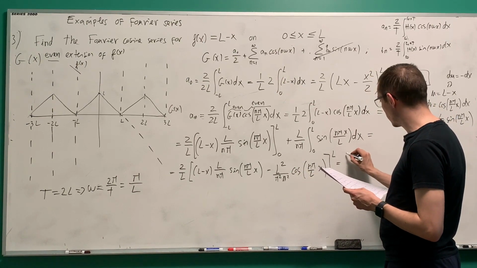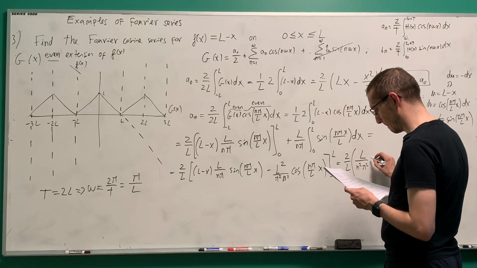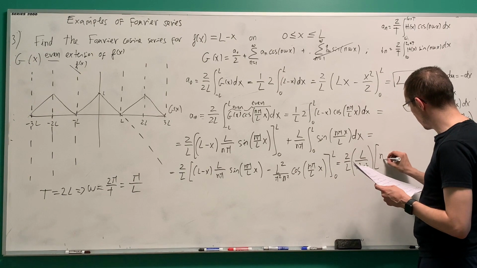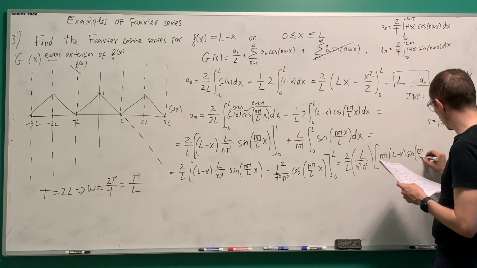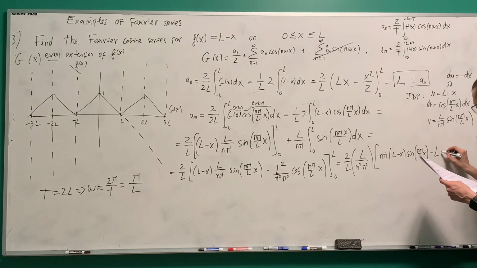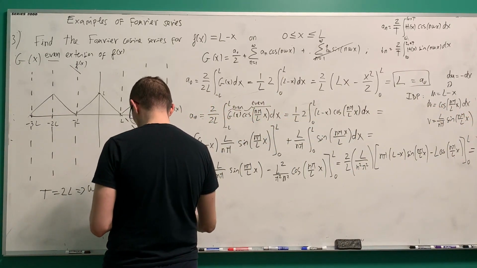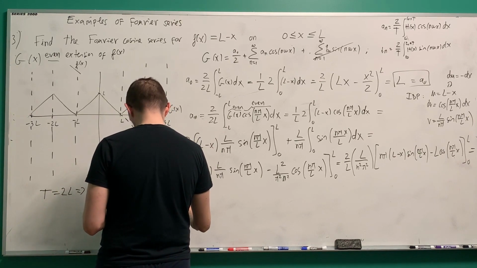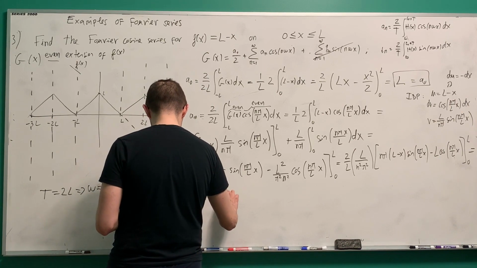Okay, so I'm gonna factor out 2 over L. I'm gonna factor common factor L divided by n squared pi squared. And that multiplies n pi, L minus x, sine n pi over L x, minus L cosine n pi over L x, all evaluated from 0 to L. All right, so if I evaluate this, I get 2L divided by n squared pi squared, simplifying, 1 minus the cosine of n pi.